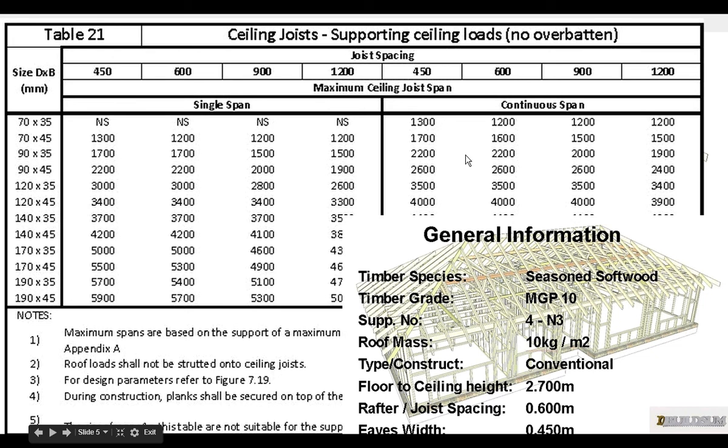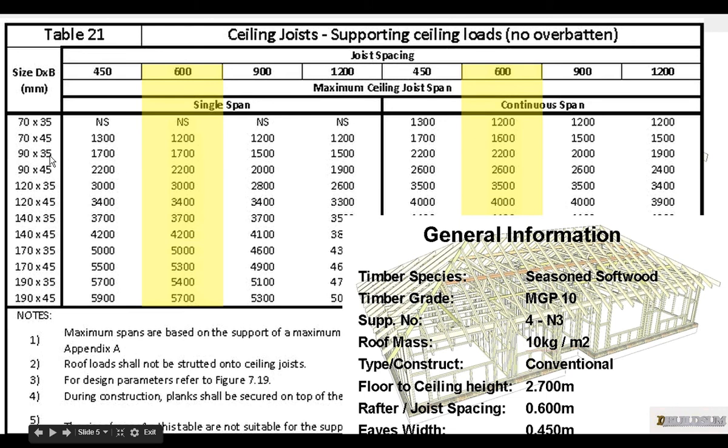If I look at my general information, my joist spacing is 600. So in this case, I'm going to use this column here for single span and this column here for continuous span. Let's just highlight that. They're the two columns we're going to use. Don't have to worry about the rest of the table.